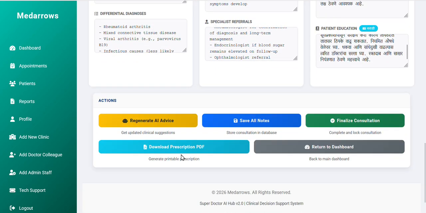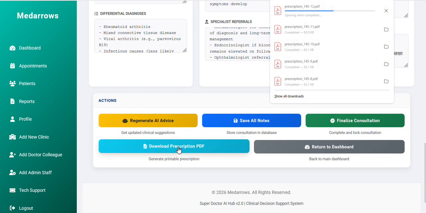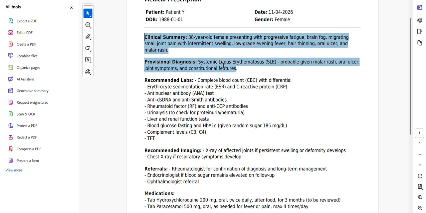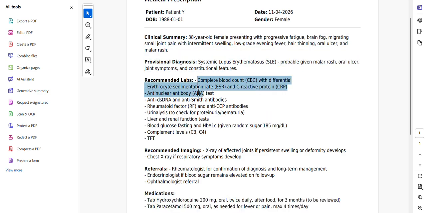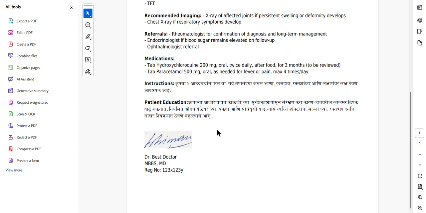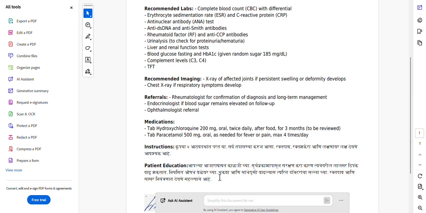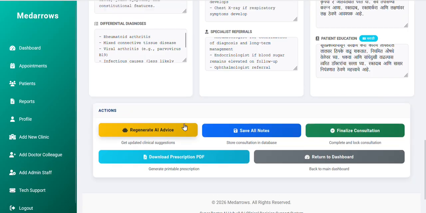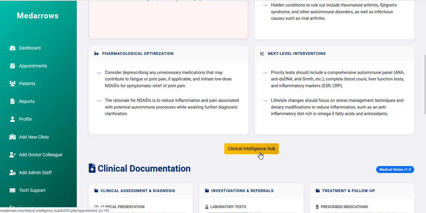Right, and now let me see, I want to print this off. Okay, so here is the prescription in a minute. So all the information here, provisional diagnosis, and then labs, all the labs here, all the imaging here. Okay, it's all editable. And this is sample doctor and sample patient, complex. You can add your signature and all those things, right? And there is also, on this page, a clinical intelligence hub.